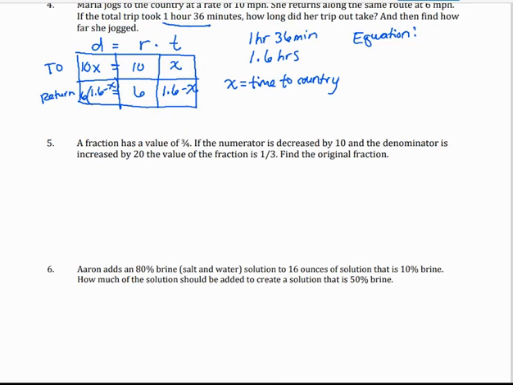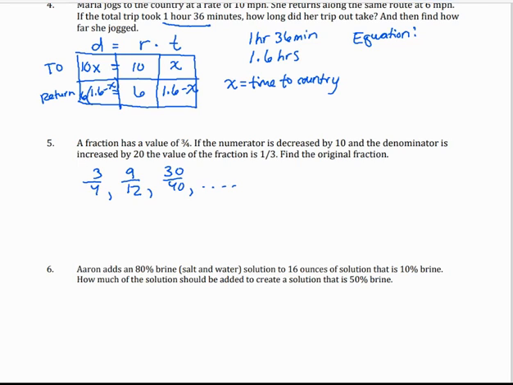Okay, 2 more. Number 5. A fraction has a value of 3/4. If the numerator is decreased by 10 and the denominator is increased by 20, the value of the fraction is 1/3. Find the original fraction. Okay, what we're trying to figure out is our numerator and our denominator. So it says a fraction has a value of 3/4. What that means is that my fraction could be 3/4, right? It could be 9/12, because if I reduce that, that gives me 3/4, right? It could be 30/40. That reduces to 3/4, and so on and so on.